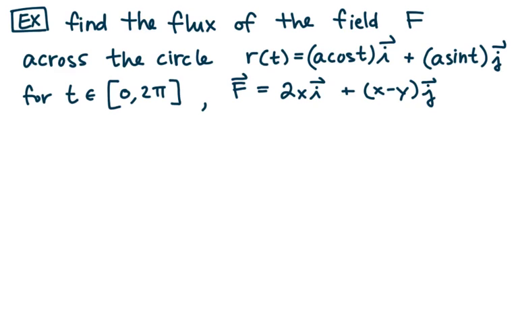In this example, we're going to find the flux of the field F across the circle parametrized by r of t equals a cosine t i plus a sine t j. A is just a scalar constant, saying that this could be a unit circle, but of any radius. So it doesn't have to just be radius 1. We could have a circle radius 3 or 5, any arbitrary positive constant number.